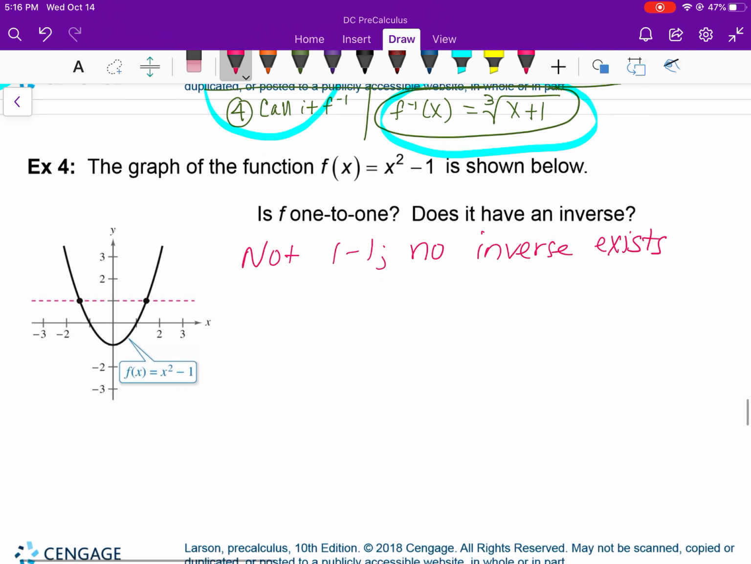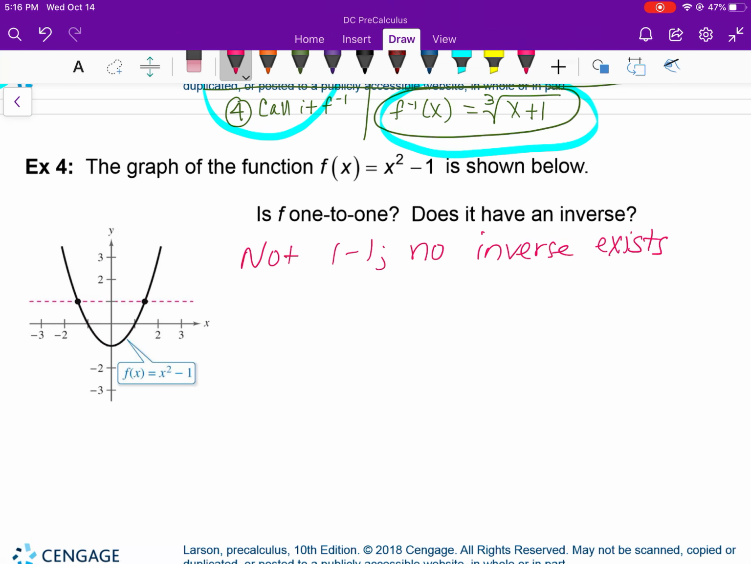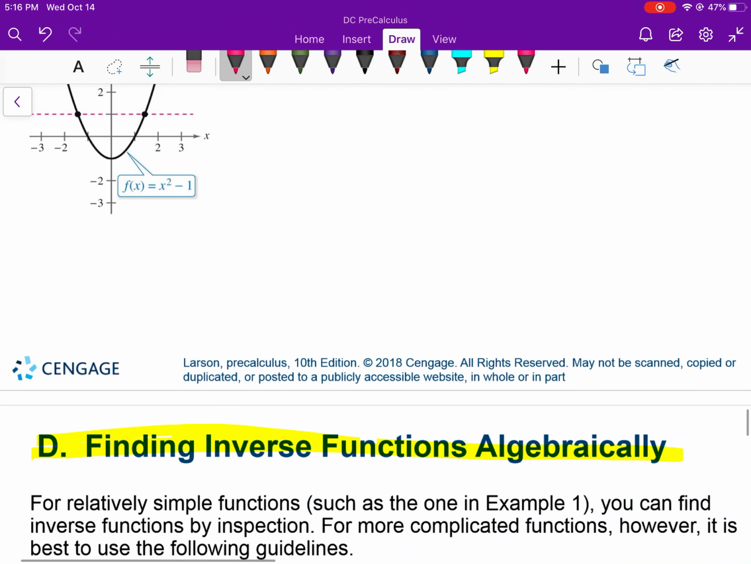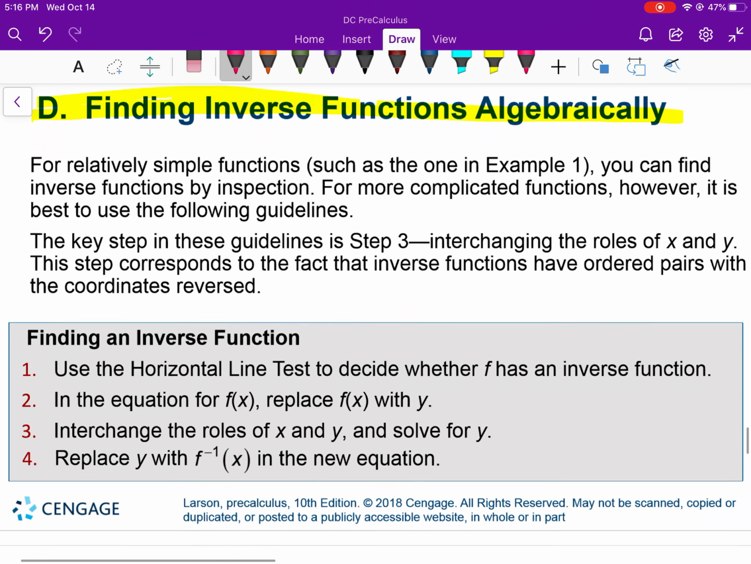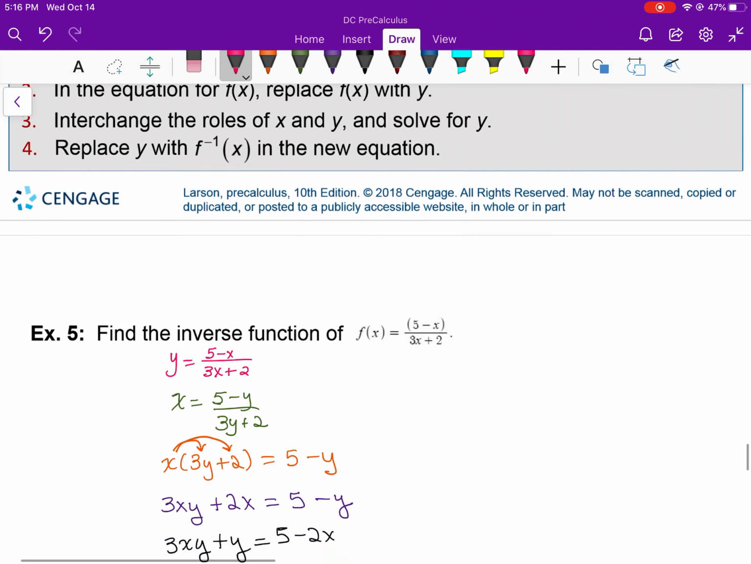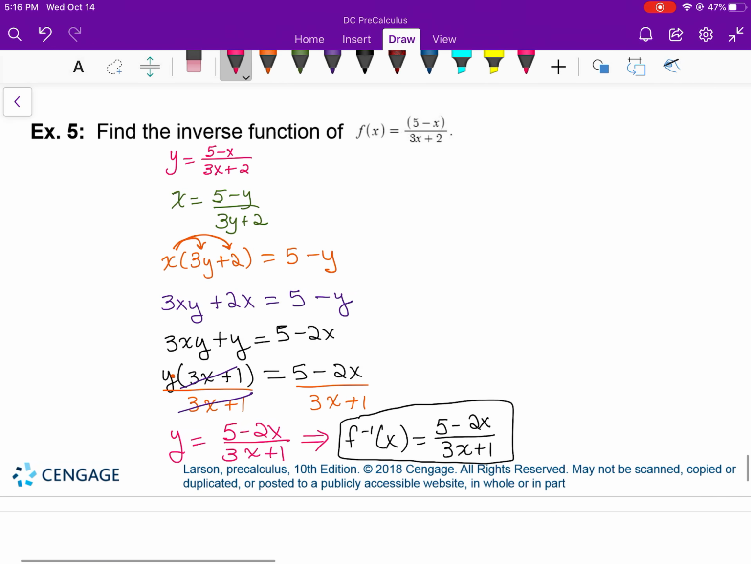Then we went here today. This horizontal line is just showing you that the parabola fails the one-to-one test. It fails the horizontal line test, so it is not one-to-one and does not have an inverse. And the last thing we did today was this one right here. So we just found the inverse of this function.